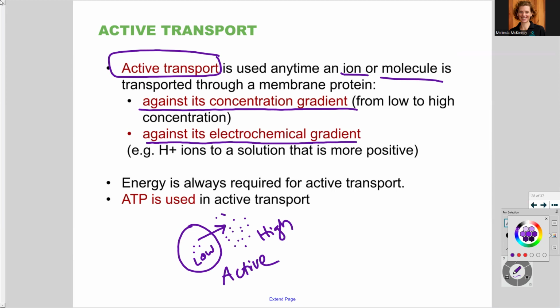Similarly, if there happens to be an electrochemical gradient, then it's also going to take energy. So say you're moving something that's positive into an area that's even more positive. Well, if it's the same charge, those are going to repel. So if you're trying to move something into an area of the same voltage, that's also going to take energy, either more positive if it's positive or more negative if it's negative. Okay, so ATP is used. Next.